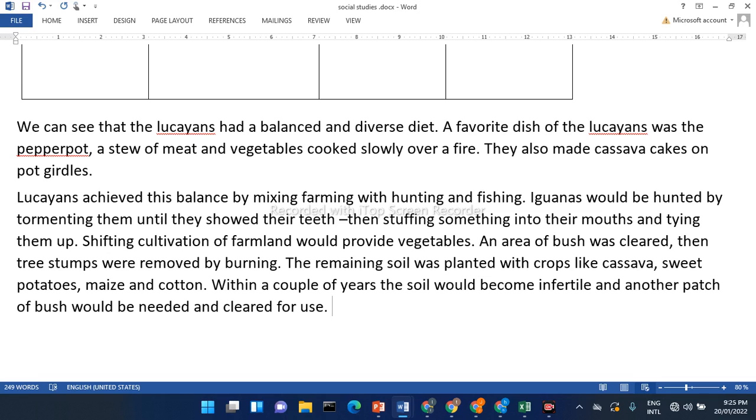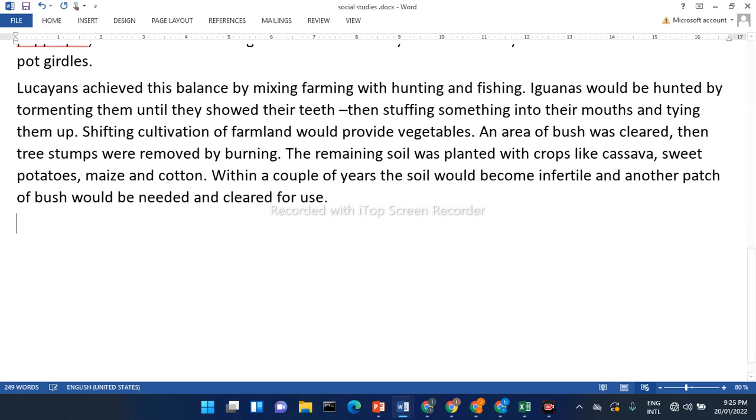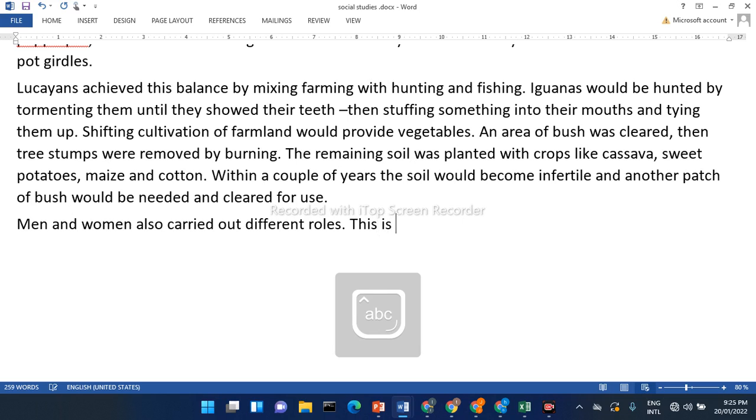Now, in the Leukaem community, men and women had different roles. All right. So men did certain things, and women did certain things. And so we're going to talk about the roles of men and women in the Leukaem community, and then we're going to wrap it. So men and women also carried out different roles. Okay. This is illustrated in the table below.